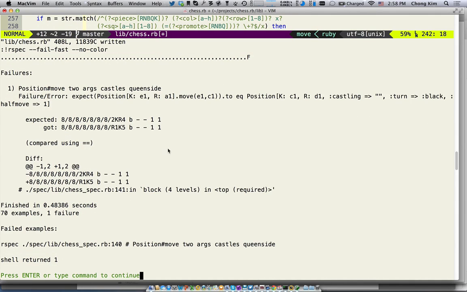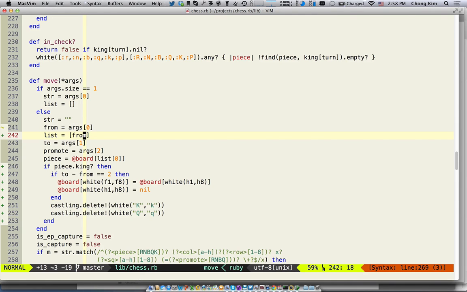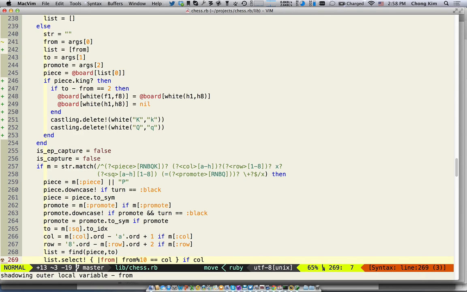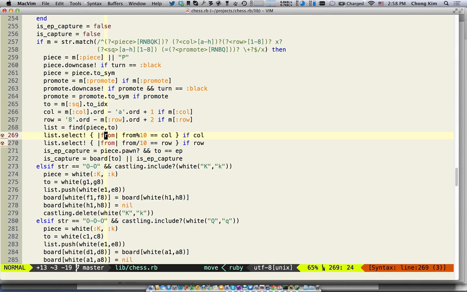All right. So this is castling queenside now, so we have to also handle queenside. Syntax error on line 269, so 269. Okay, it's because it's just warning me that this variable shadows the, I'll just call it temp from. Maybe I should call it underscore from. Yeah.